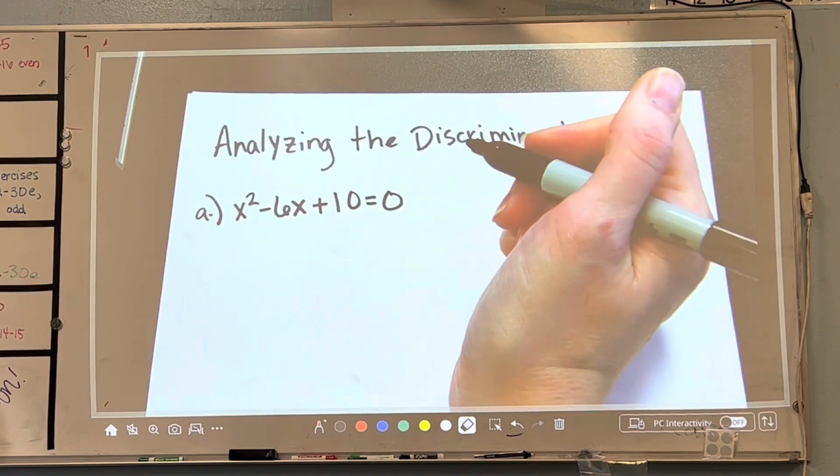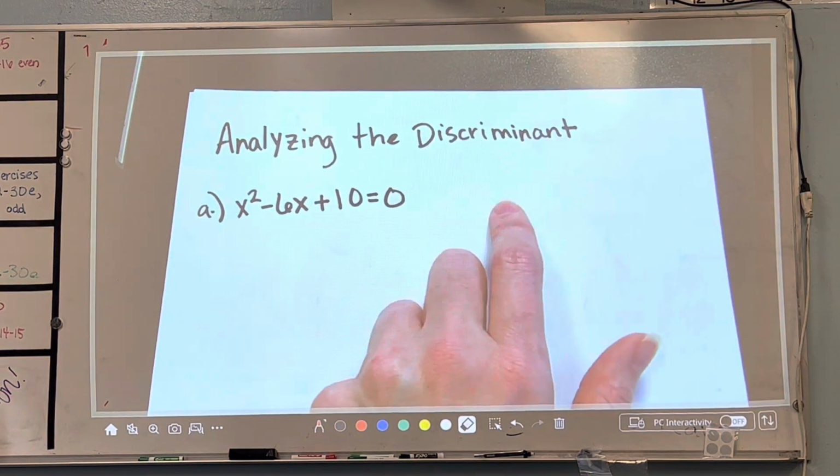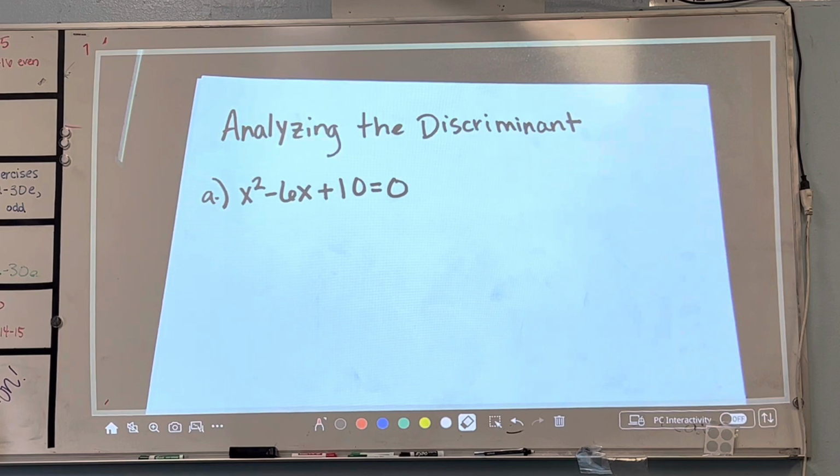I'm not gonna write this out, you can if you want. Find the discriminant of the equation and describe the number and types of solutions. Wait, say it again?